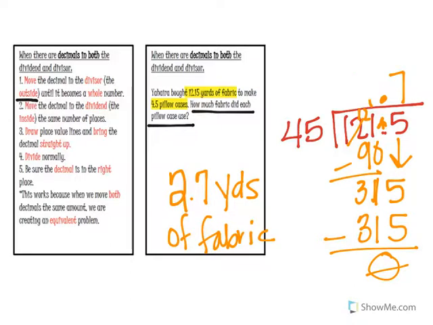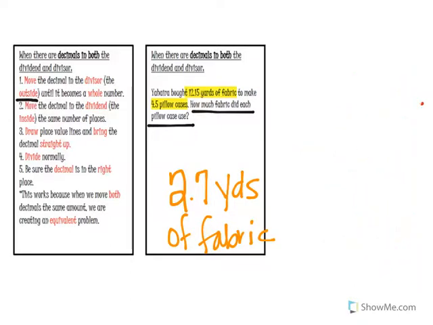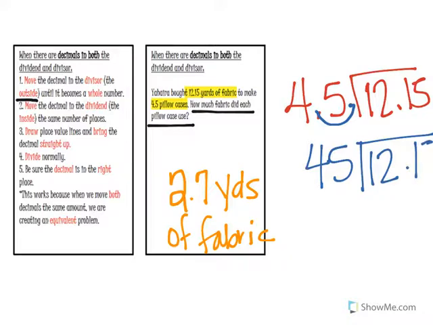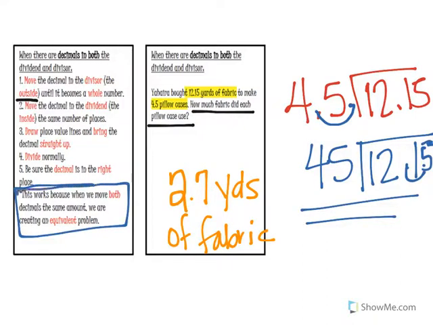All right, so remember, when you have a decimal in both your divisor and your dividend, you move the decimal 1 time in this case because we want to make it 45. And then we move it also 1 time, because we want to keep them equivalent. So this works because when we move both decimals the same amount, we are creating an equivalent problem. So 1 time here, 1 time here.